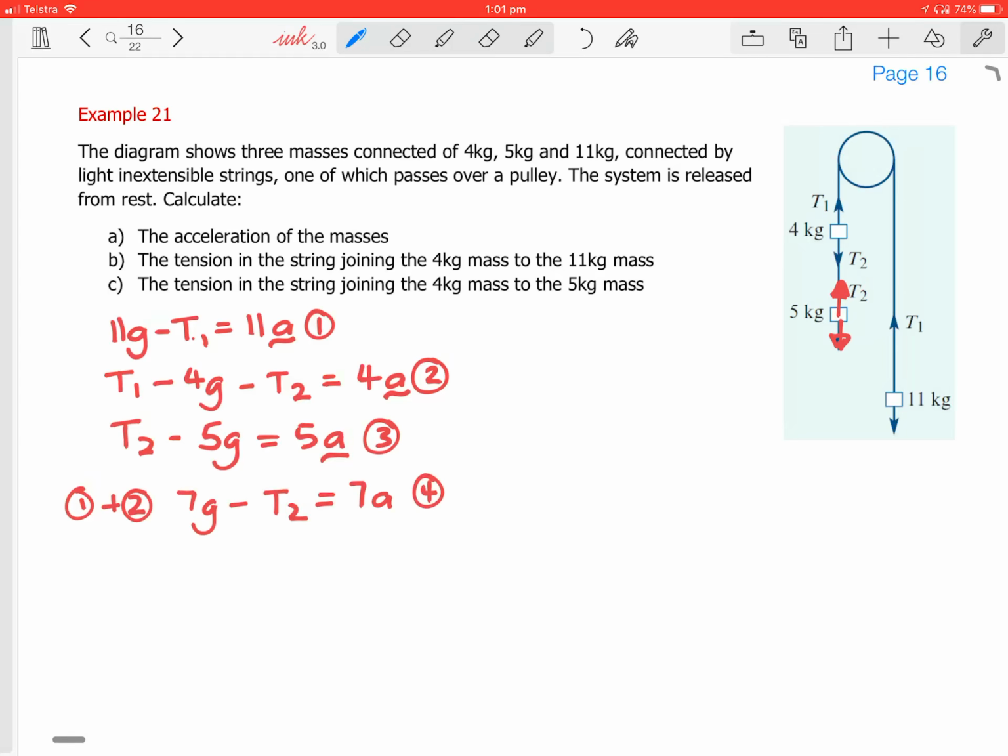Then what do we want to get rid of? We want to get rid of the T2s. So here, if I add 3 plus 4, I get T2 minus T2, they cancel, minus 5g plus 7g, which is 2g. That equals 5a plus 7a, 12a. So therefore a is equal to g on 6.